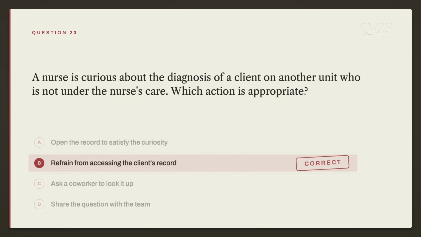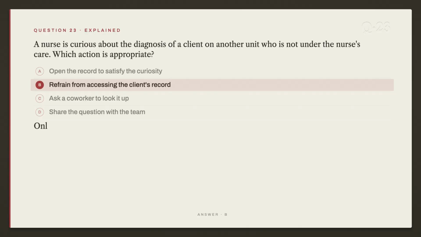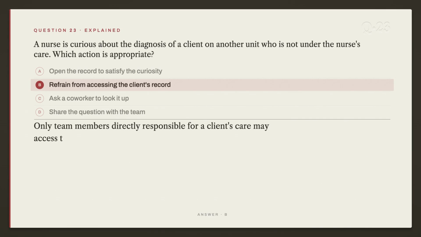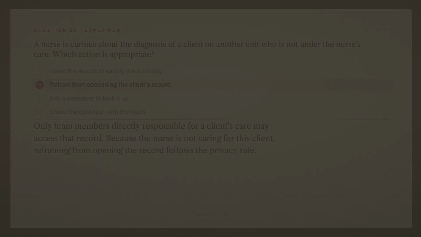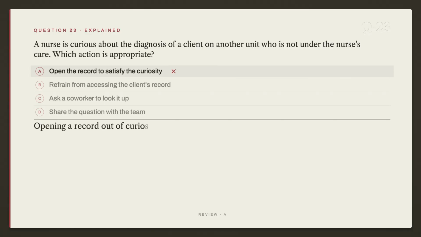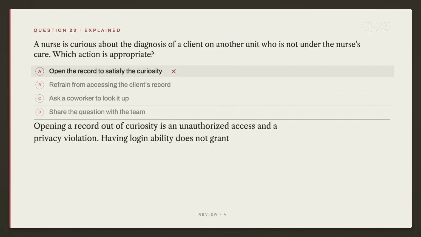The correct answer is B. Refrain from accessing the client's record. B is correct because only team members directly responsible for a client's care may access that record. Because the nurse is not caring for this client, refraining from opening the record follows the privacy rule. A is wrong because opening a record out of curiosity is an unauthorized access and a privacy violation. Having login ability does not grant permission to view clients the nurse is not caring for.